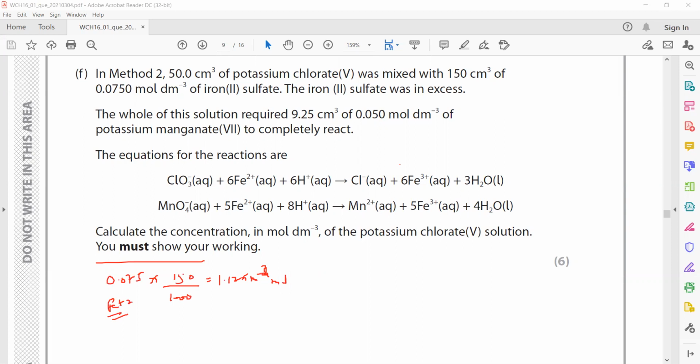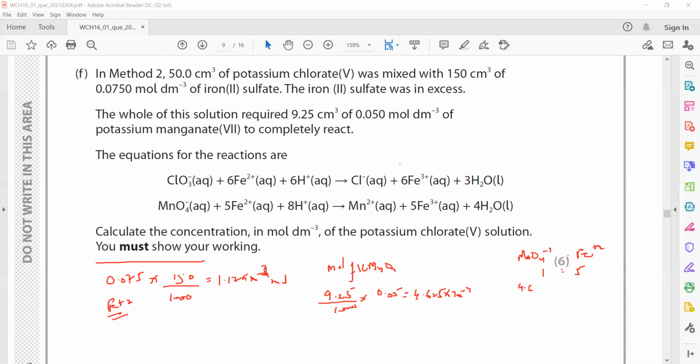Then how many moles are reacted with KMnO4? So first we'll get the moles of KMnO4. It's of 6 marks, so it needs steps. Moles of KMnO4. The mean titer was 9.25, or the titer divided by 1000 multiplied by concentration 0.05. So we'll get the moles, which is 4.625 into 10 power minus 4. But the ratio between manganate and iron 2 is 1 is to 5.